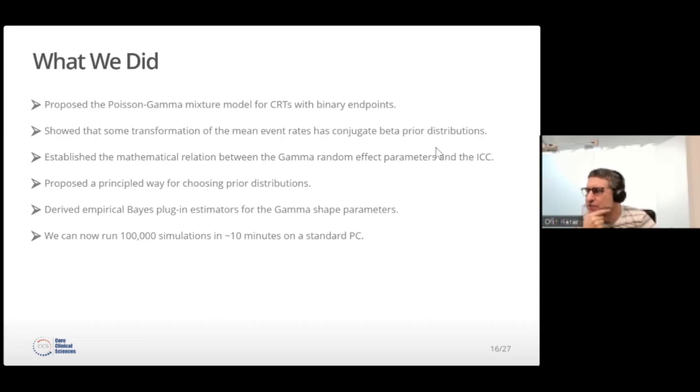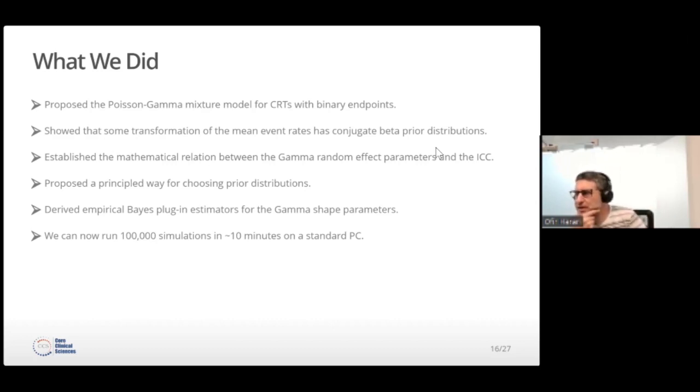And we showed that some transformation of the mean event rate has a conjugate beta prior, and as a result, a beta posterior, in the same way that we did it for the vaccine trials. We no longer work with the original scale, we work with some transformed scale, and then retransform to perform all the inferences in our scale of interest. In this case, the mean event rate.